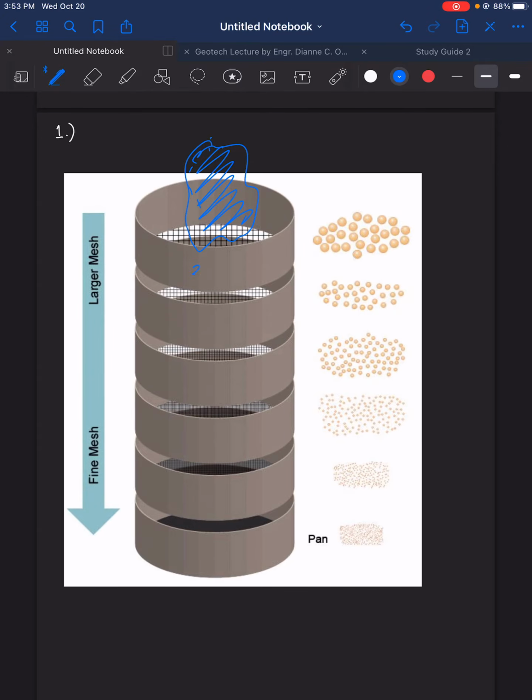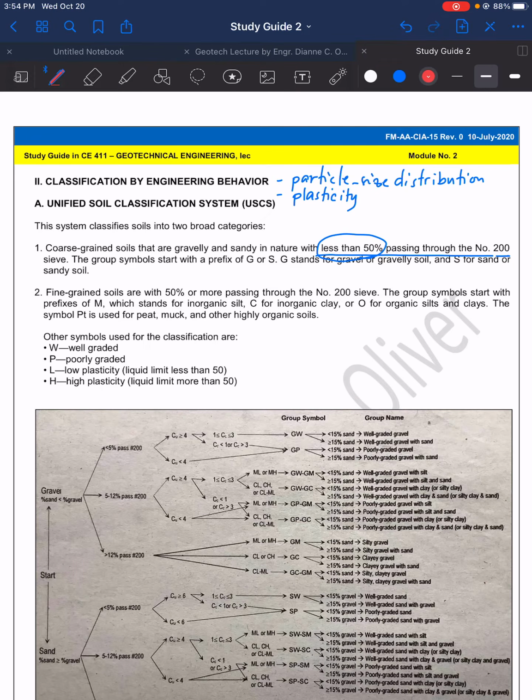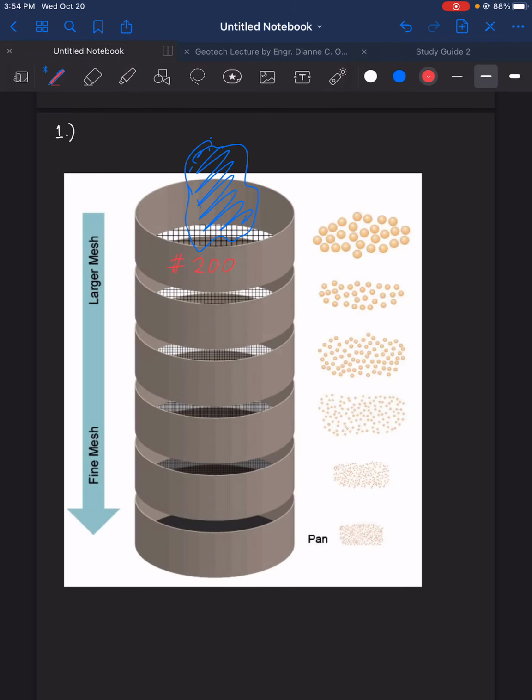If this is sieve number 200, it just means that what passes it, or the soil that passes it, is 50% or less than 50%. For a good number, let's say what is retained here is 60%, and then what passes it is 40%. Meaning, there are much greater particles that are retained here.